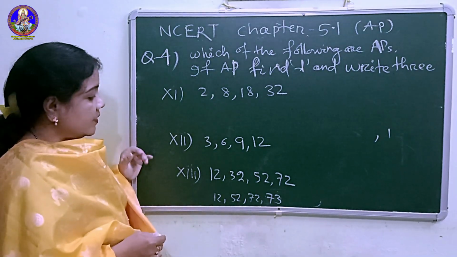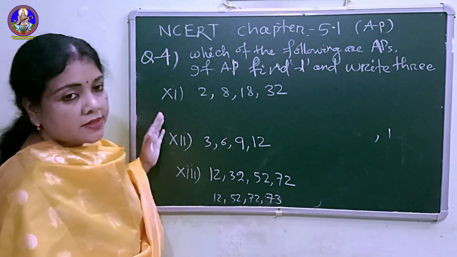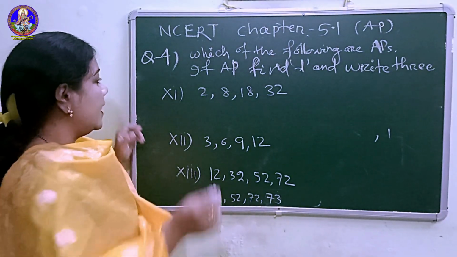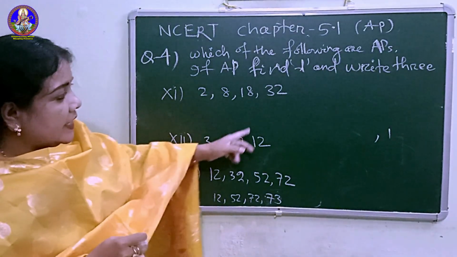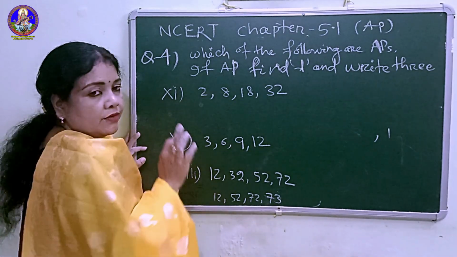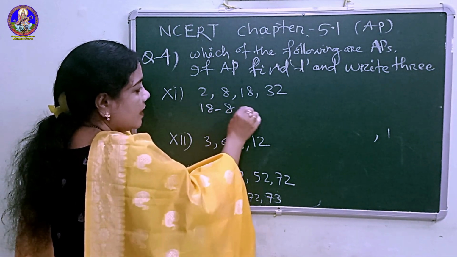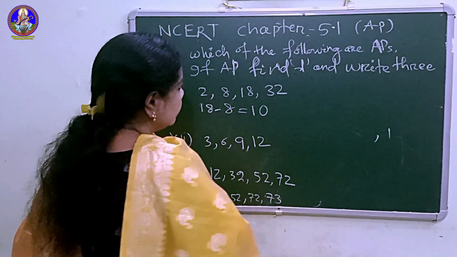Now let us solve the last 4 problems left from your exercise 5.1, that is under question number 4. This is part X. You have been given 2, 8, 18, 32. The first term is 2. Then we have to find out the difference. Difference means 18 minus 8. How much is it coming? That is 10.